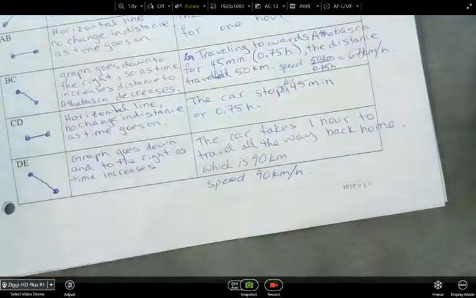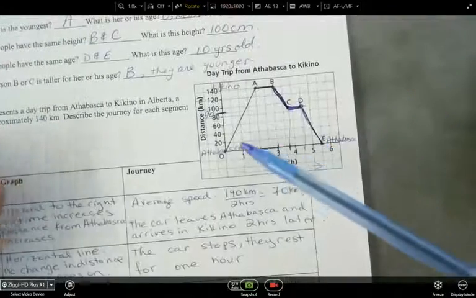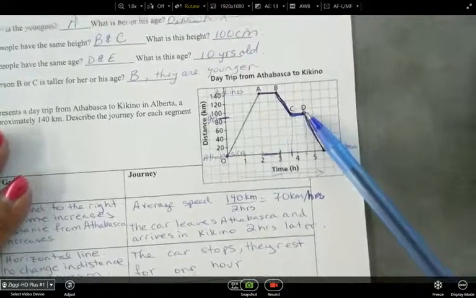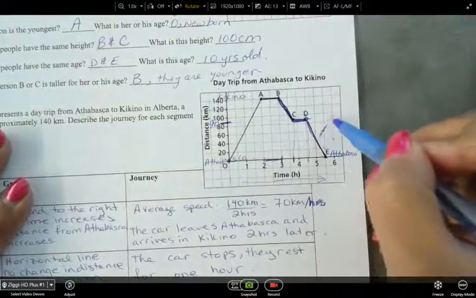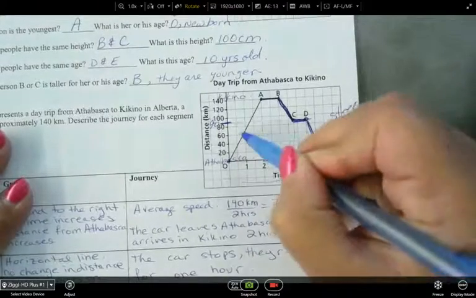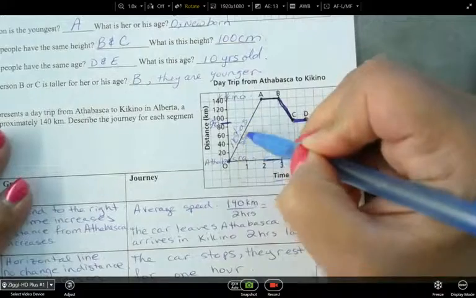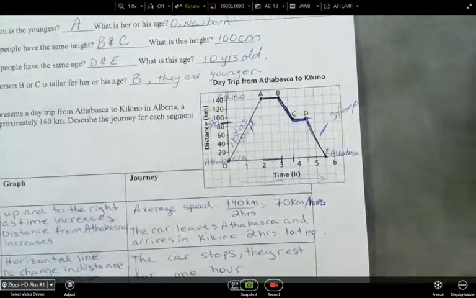Okay, now notice that the car was going at different speeds each time, right? Different sections. Do you notice anything different about the steepness of this line and this line here? Because those are the two most drastic ones. What can you tell me? Which line is steeper? The DE. So this is steeper? Yeah. And this is not as steep, right? Okay. So which one went faster? So you can tell that DE is faster than AB just by looking at the steepness of the line.